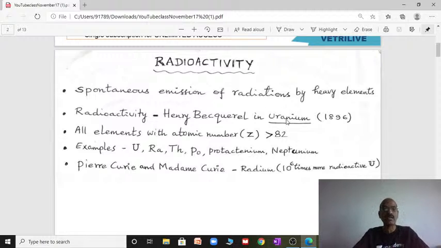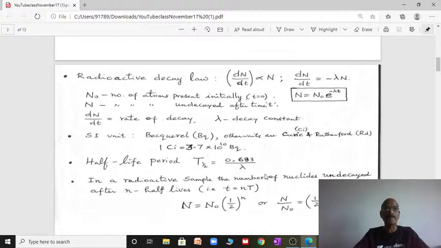Radioactivity was discovered by Henry Becquerel in uranium salt in 1896. All the elements with atomic number greater than 82 are radioactive elements. Some examples we all know: uranium, radium, thorium, polonium, protactinium, neptunium. These are all radioactive elements whose atomic number is greater than 82, having unstable nuclei. In order to acquire stability, they emit radiation in the form of alpha, beta, gamma rays. Pierre Curie and Madame Curie, after Becquerel discovered uranium, discovered radium. The radioactivity of radium is 10 power 6 times more than the radioactivity of uranium.